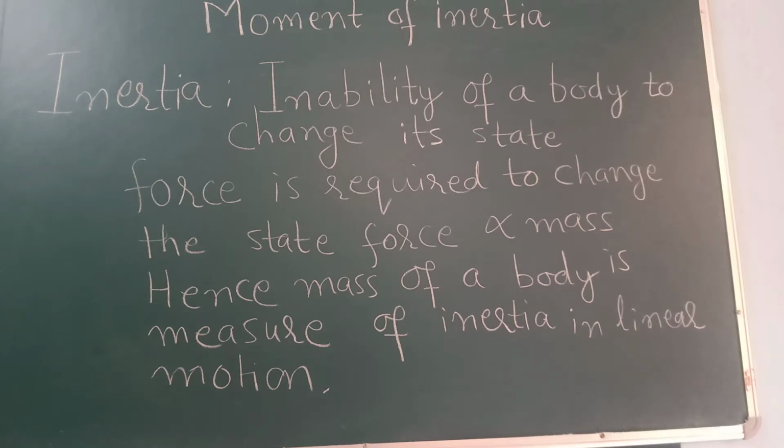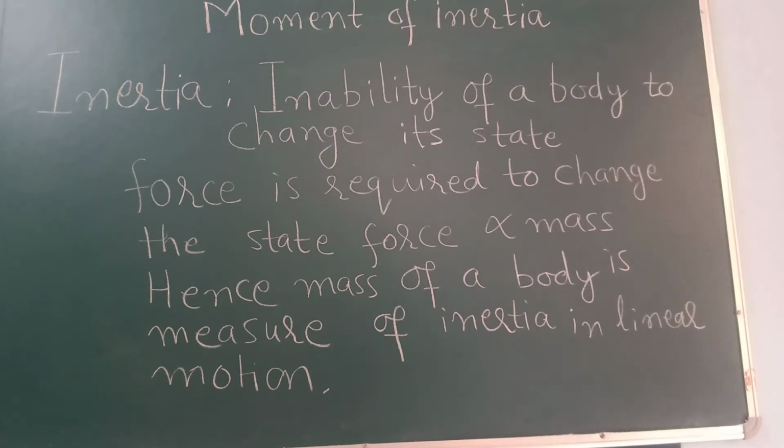The law of inertia given by Newton is the inability of a body to change its state. If you have a body and you want to move it, you have to apply a force on it. Any arbitrary force will not do. That force must be proportional to the mass of the body. If you have a big body, you have to apply a big force. So to change the state, force is required and that force is proportional to mass. Therefore, the mass of a body is the measure of inertia in linear motion.